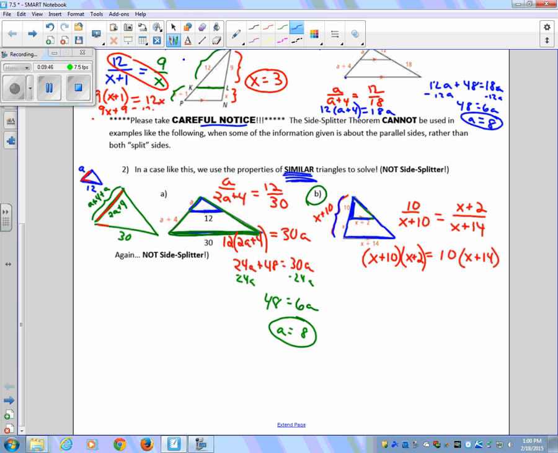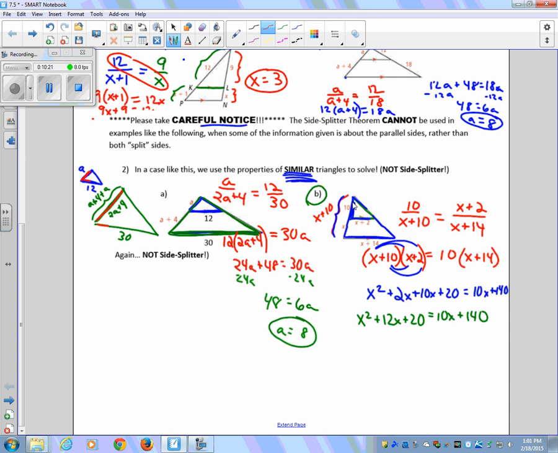Now when you cross multiply, this is what you get, and you have to remember to distribute everything. Sometimes people say the FOIL method here. X times x is x squared plus 2x plus 10x plus 20 equals 10x plus 140. A lot of distributing there. Make sure you're careful. This is going to be a factoring problem, so x squared plus 12x plus 20 equals 10x plus 140.